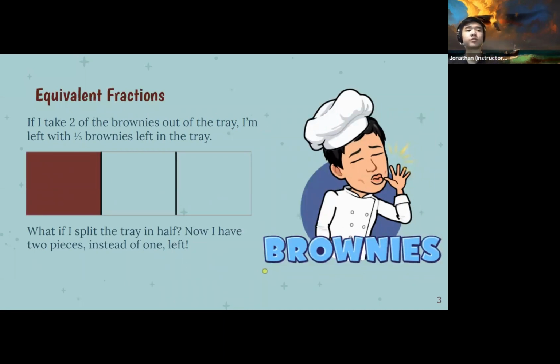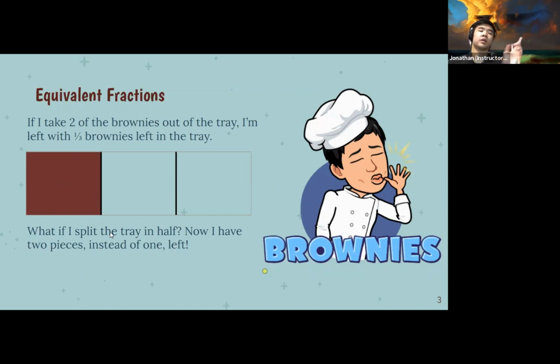So 1/3 pieces. I think yesterday you got this in G4. You already know this because I already told you, but this is for the G5 people. Let's pretend that I ate 2 of them. Now I'm left with 1/3 because it's 1 out of the 3 pieces left.